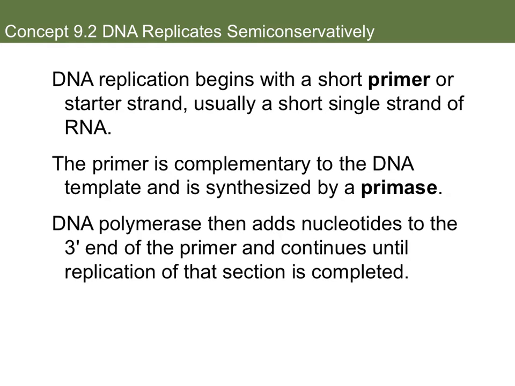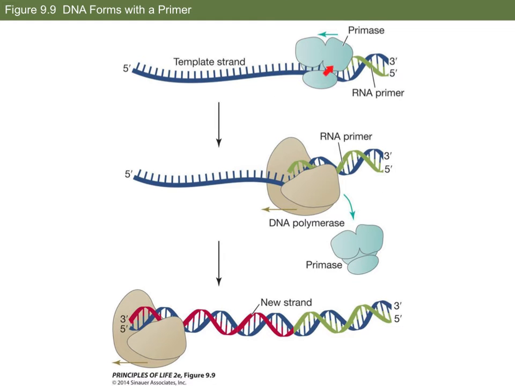DNA replication begins with a short primer or starter strand, usually a short single strand of RNA. The primer is complementary to the DNA template and is synthesized by a primase. DNA polymerase then adds nucleotides to the 3' end of the primer and continues until replication of that section is completed. So you can see here the primer laying down this RNA primer in green. Once the primase has laid down a primer, now DNA polymerase 3 can come in and begin actually building new nucleotides onto this strand. So you can see here's that short primer, and here in red is the new strand of actual DNA that's being laid down by DNA polymerase 3.